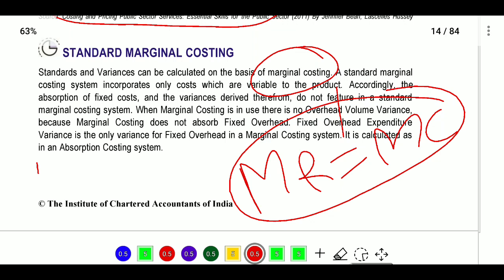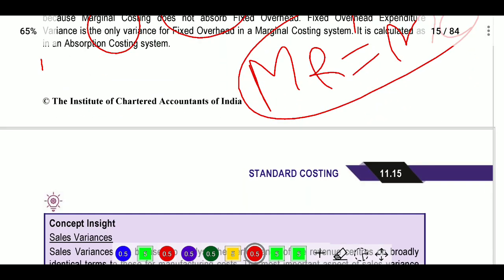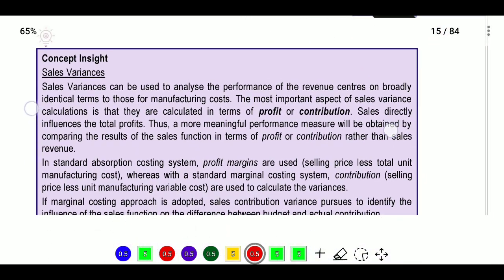Where marginal costing is used, there is no overhead volume variance because marginal cost does not absorb fixed overheads. Fixed overhead expenditure is the only fixed overhead variance in a marginal costing system. Next, here we will calculate the absorption costing system.